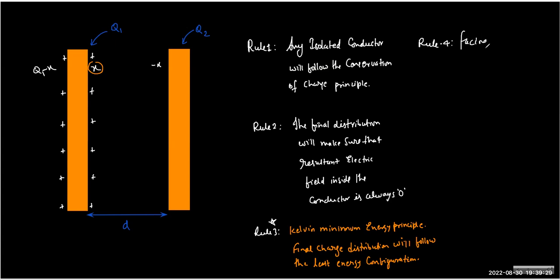So the second rule, which is rule number 4: the facing surface must have equal and opposite charge. So either there should not be any charge, or if there is a charge, then it must be equal and opposite. So either it will be 0 or it will be plus Q, minus Q, always. And again, this rule is very, very important. So X will create minus X for sure, without any ambiguity.